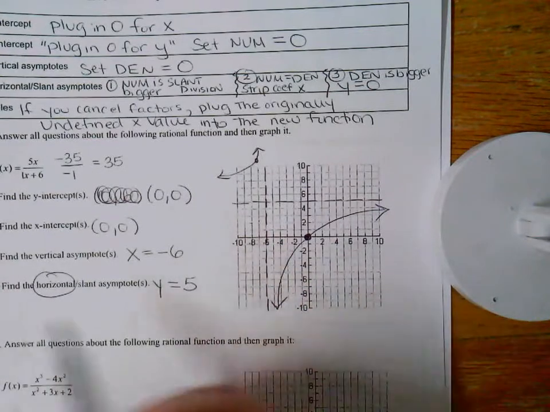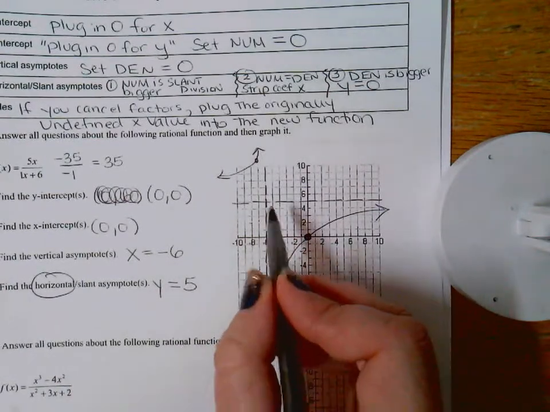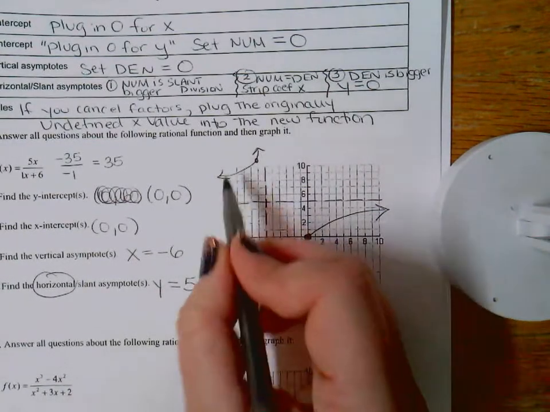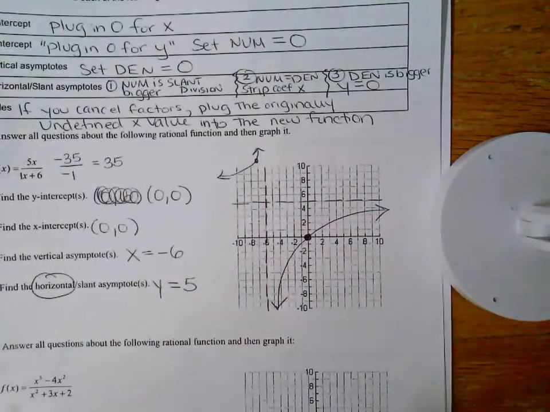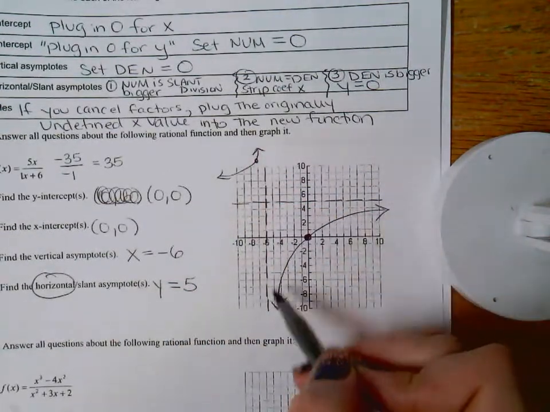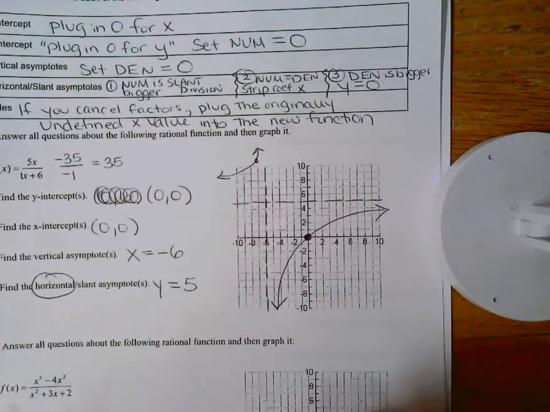So there's something going on way up here in this quadrant. You always want to check a value to the left side of your asymptote so that you know where that other region of the graph is, if there's no identifying x or y intercepts.